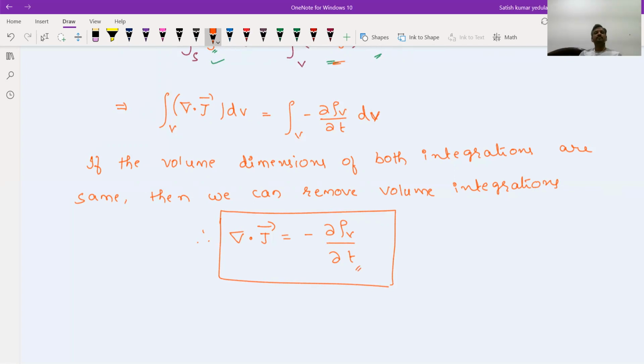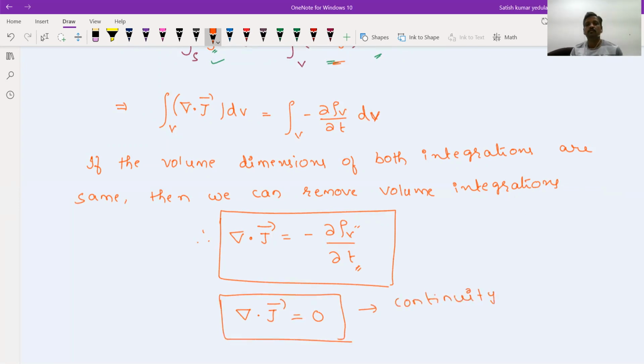Suppose this volume charge density is independent of time. Then ρv, which is independent of time, will always give you the result which is 0. And this equation is called the continuity equation for steady currents.